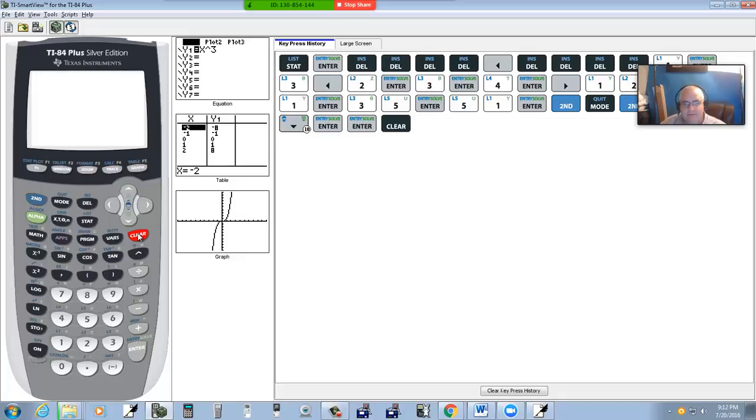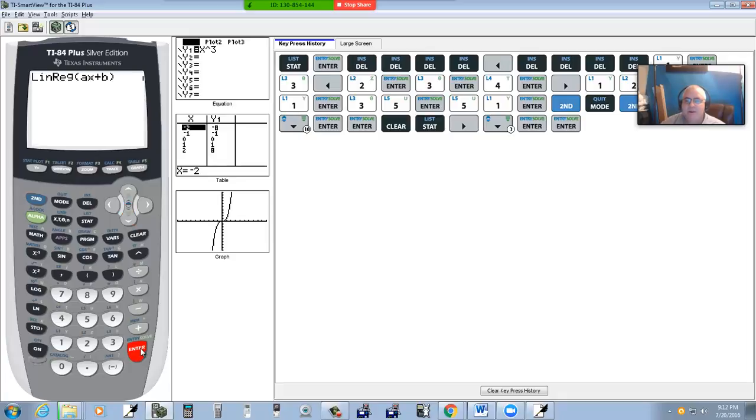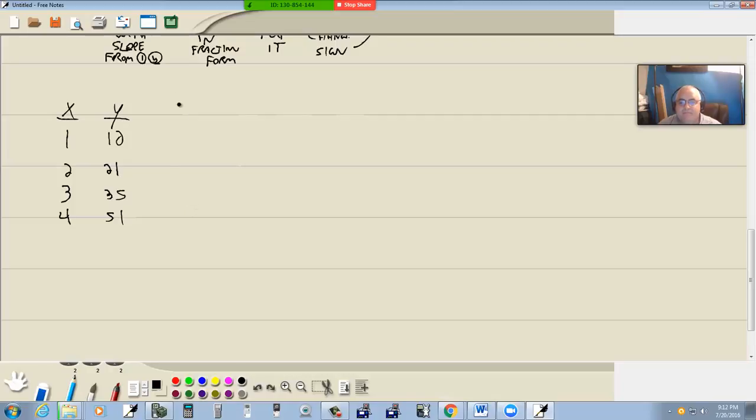Okay, like I say, you only have to do that diagnostic one time. Now, to get our linear regression model, we're going to push our stat button, right arrow to calc, and we're going to choose number 4. This is linear regression. Press enter on it, and then press enter again. Well, that sure came out nice. Not used to them coming out nice like that.